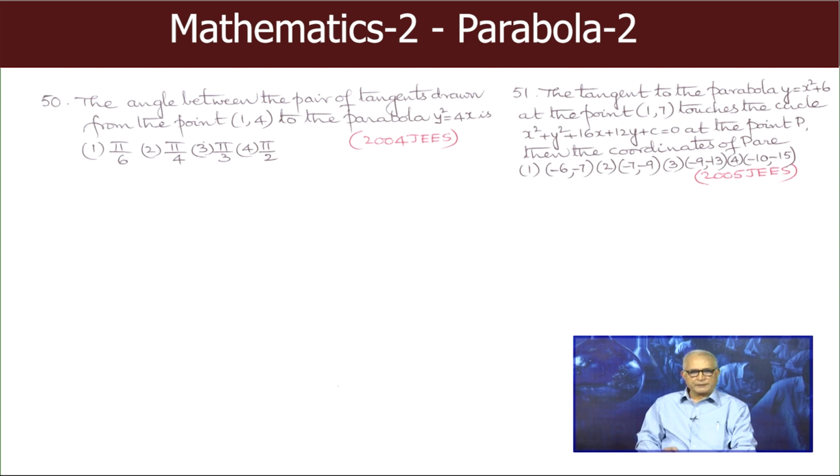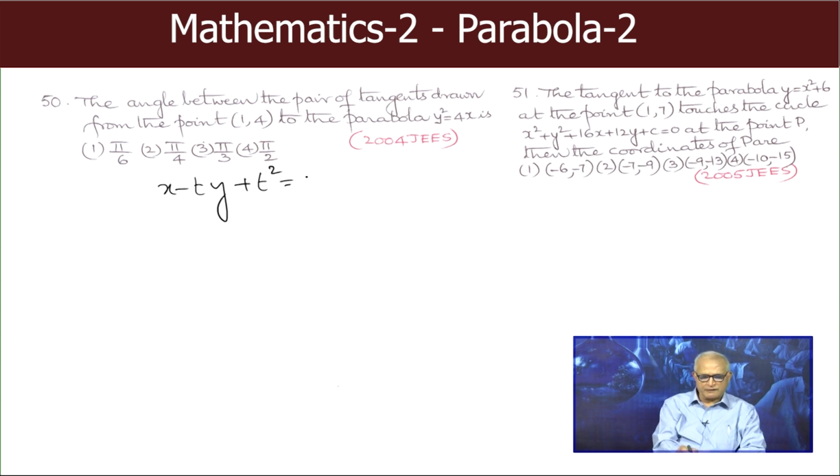2004 JE screening. Well, a tangent to the parabola is x minus ty plus at square equal to 0. A is 1 here. That is the tangent to the parabola. This passes through 1, 4 if and only if 1 minus 4t plus t square equal to 0.